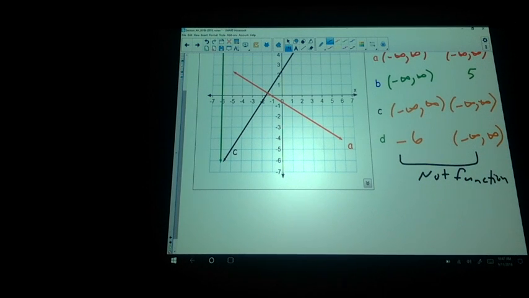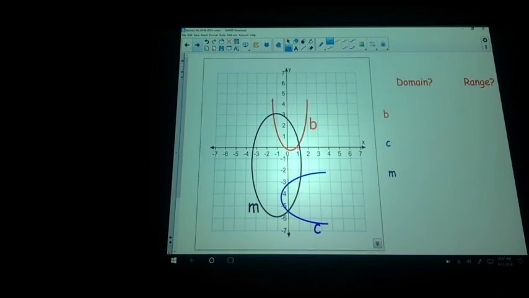All right, can I move on? Any questions so far? All right. Letter B, it's the red one.